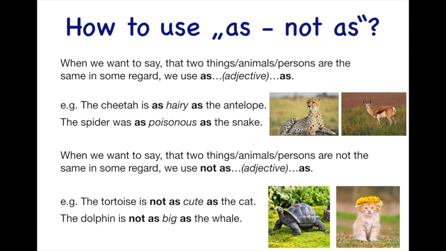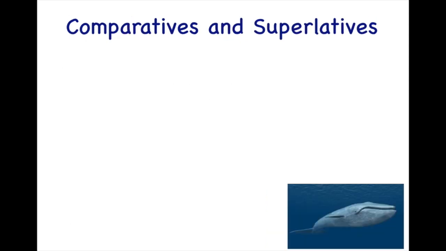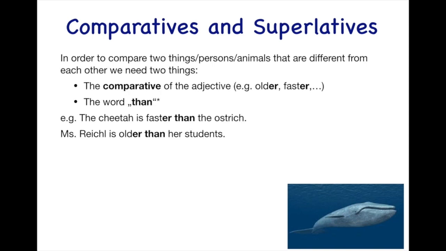So that was a short revision of as and not as. But what we want to discuss in detail today are comparatives and superlatives. Let's imagine you want to compare two persons, two animals, two things to each other. You need two things. First of all, the comparative form of the adjective. For example, older, faster, and you need the little word than.